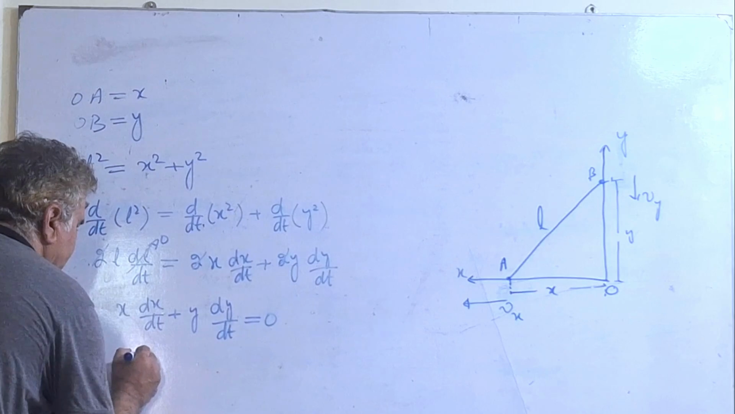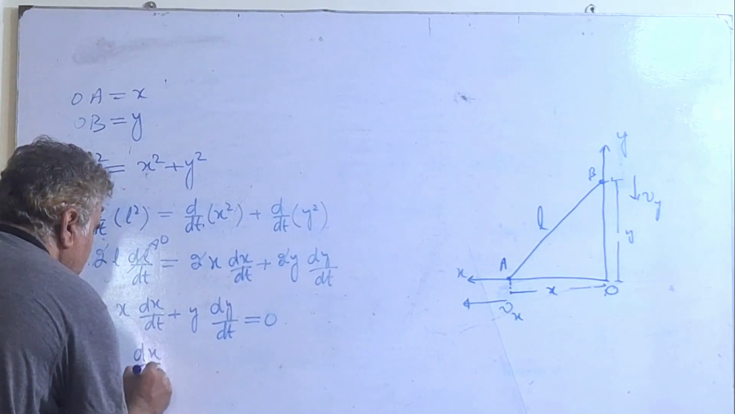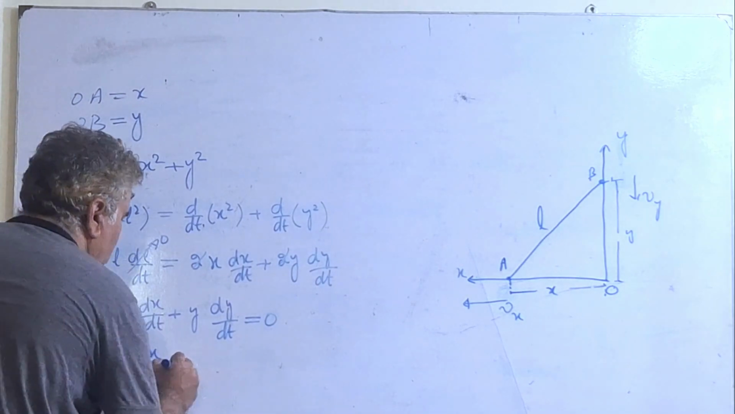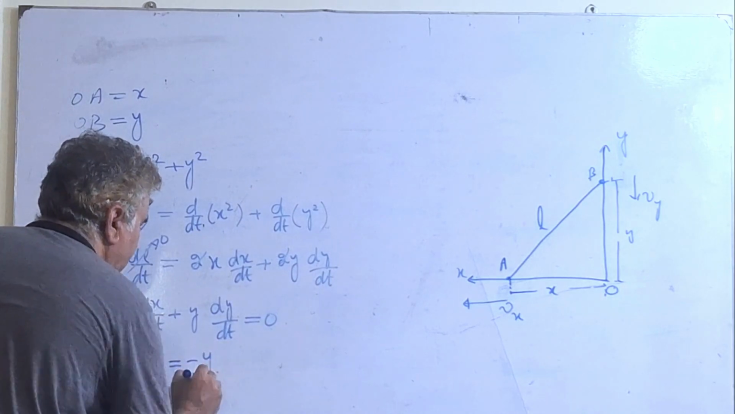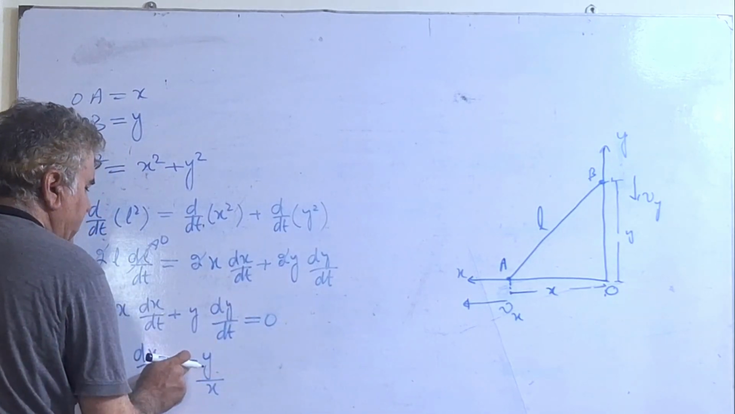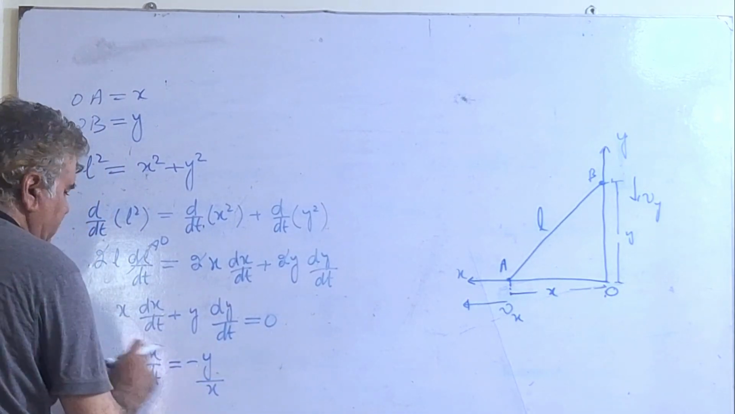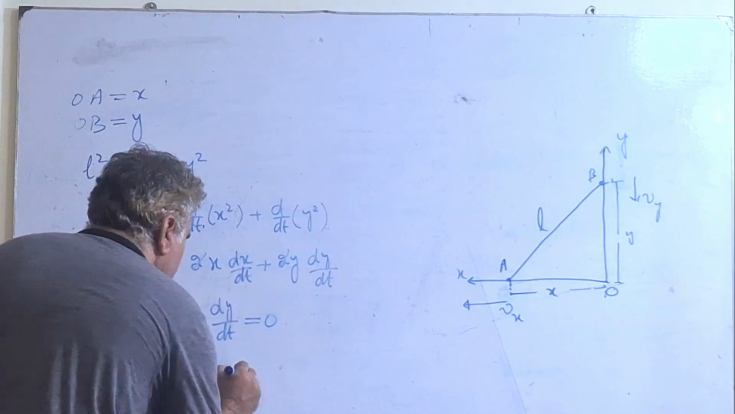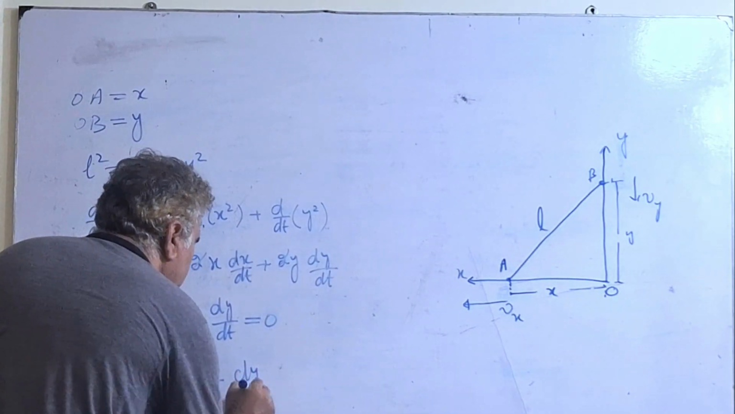Furthermore, I can write this as dx/dt equals minus y divided by x times dy/dt. I'm first taking this term to the other side to become negative, and then dividing both sides by x.